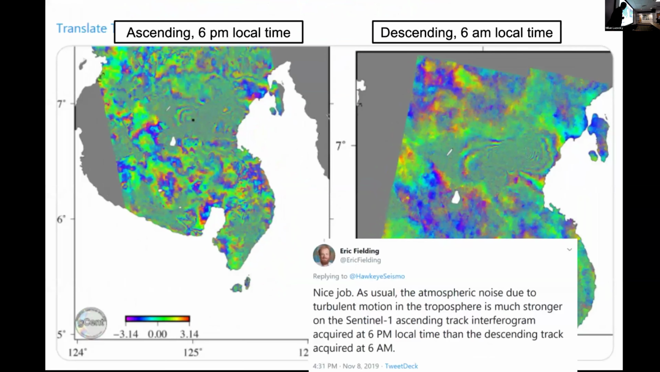Yeah, so we can just look at that. So this is Eric Fielding, this is old Twitter data, but I'm sure he's on Blue Sky now as well. But yeah, it's 6 a.m. versus 6 p.m. local time. You do get more turbulence in the ascending data in the evening.